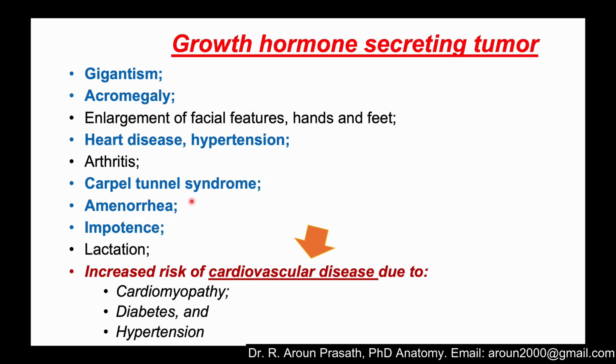Okay, then amenorrhea, that is absence of the menstrual cycle, and impotence. If there is a menstrual cycle disturbance, then the female cannot conceive, and that leads to impotence in males also.